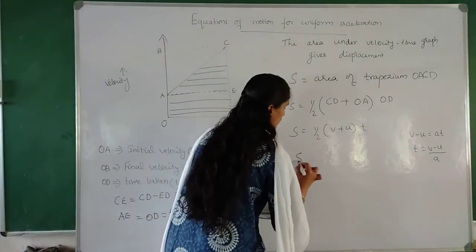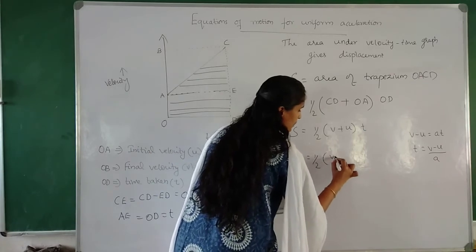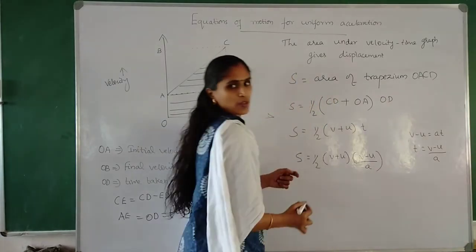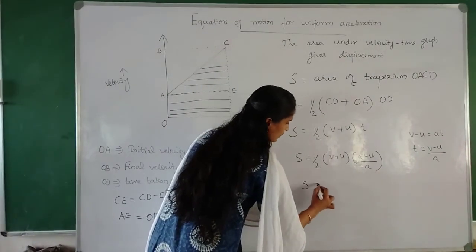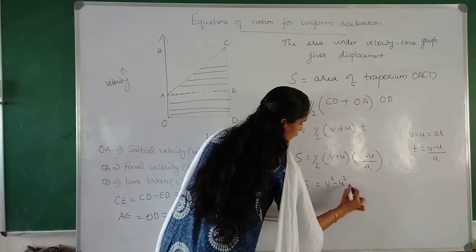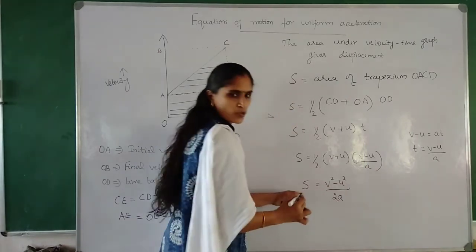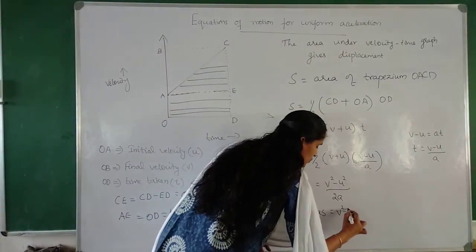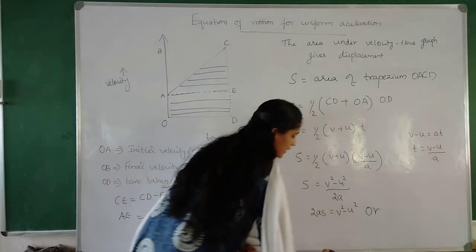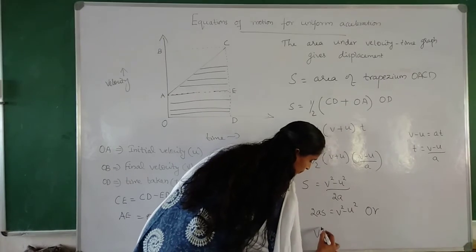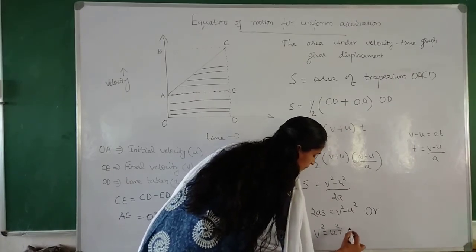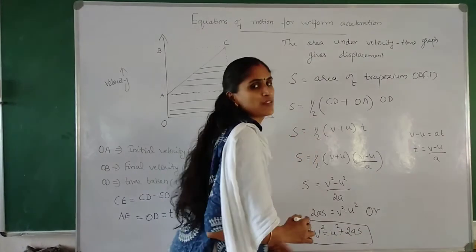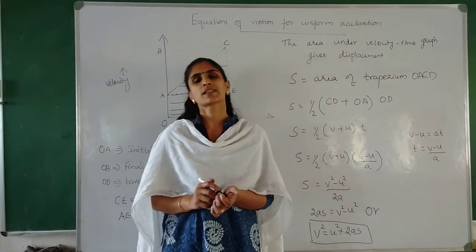So if you substitute here, what you will get? Half into V plus U into V minus U by A, or you can write S is equal to V square minus U square by 2A. And cross multiply it, we will get 2AS equal to V square minus U square. Or we can write V square is equal to U square plus 2AS. So this is our third equation, V square equal to U square plus 2AS.